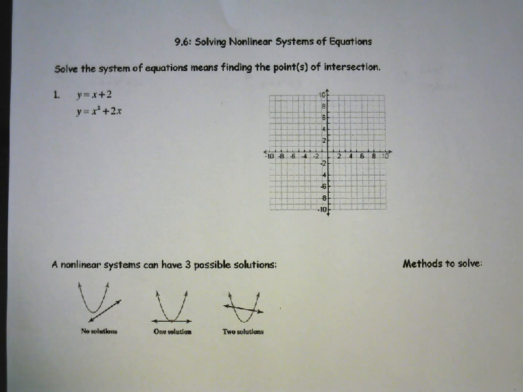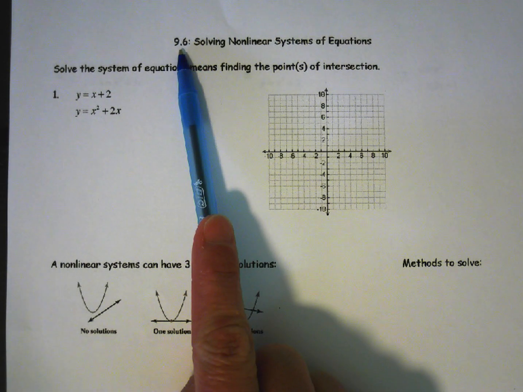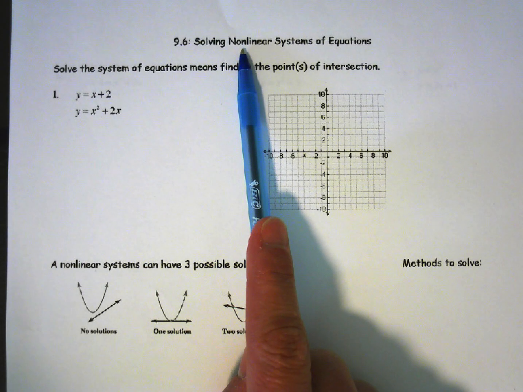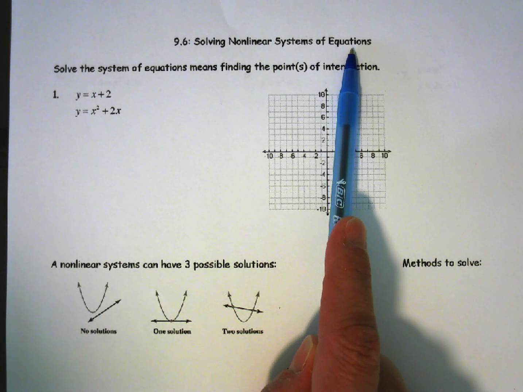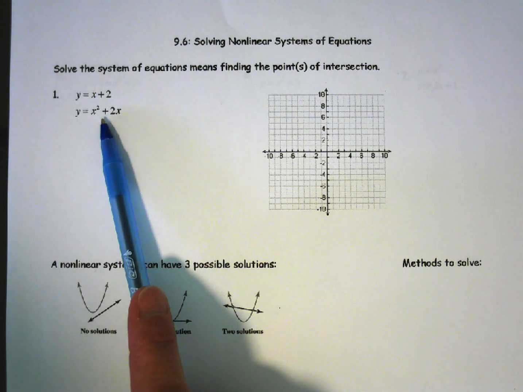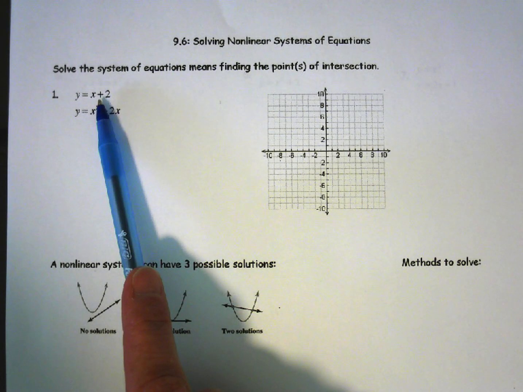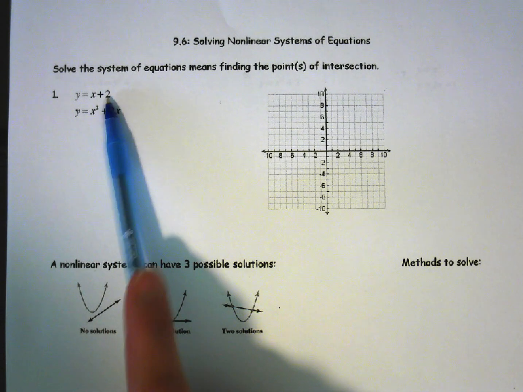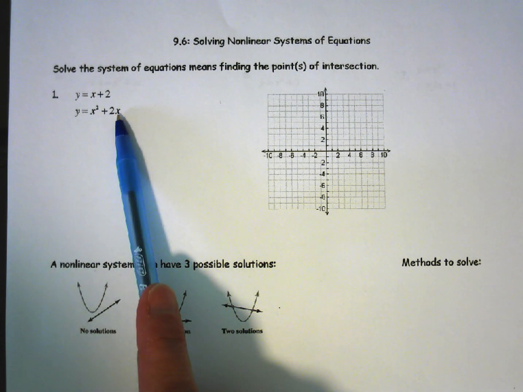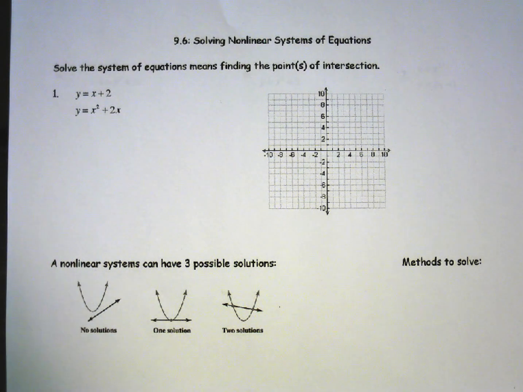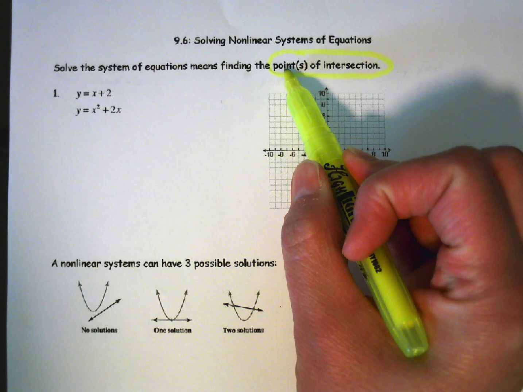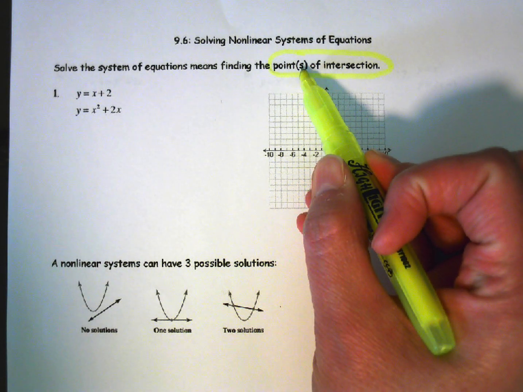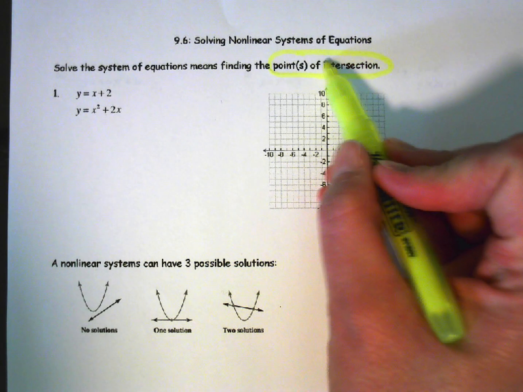Hello class, today we're going to be covering 9.6, which is solving nonlinear systems of equations. So basically what we mean by that is they're going to give you two equations. One of them is going to be linear, so it's going to be a line, and one of them is going to be a quadratic. And so basically what they want you to do is they want you to see where they cross. What is the point, or plural points, because there could be more than one, of intersection.